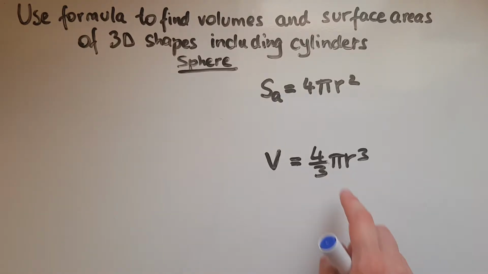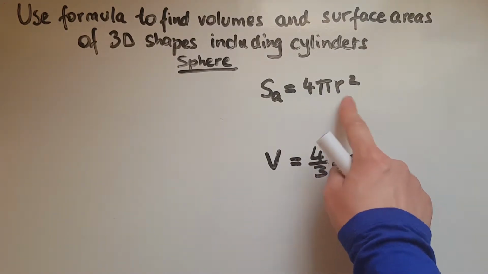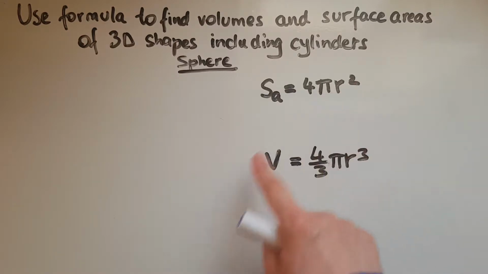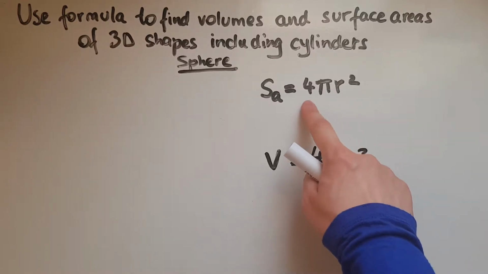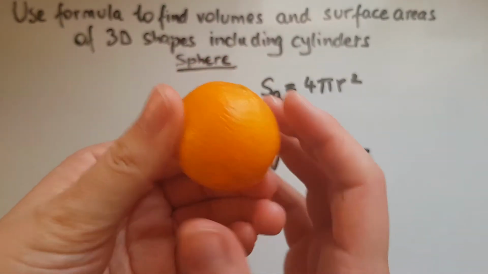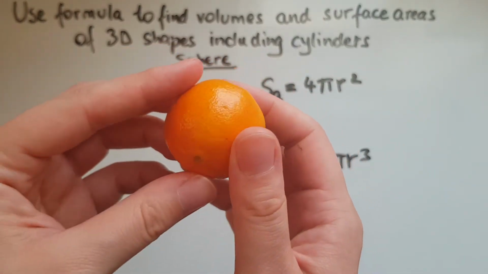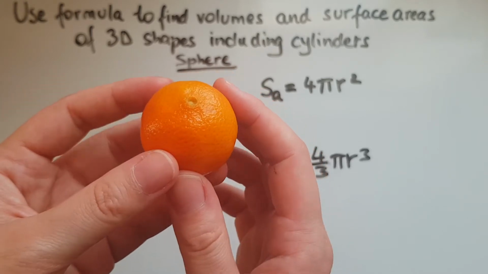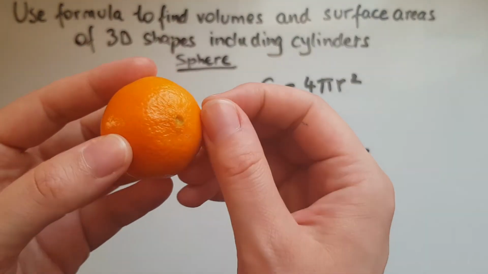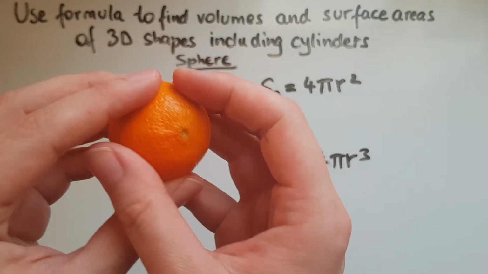So I'd like you to have a look at this and see where have you seen part of this. And pi r squared, as we know, is the area of the circle. So it's 4 lots of the area of the circle, the surface area. So what I've brought here is a tangerine to illustrate. It's not a perfect sphere, but it's something close and it's good for illustrating. When we look at surface area, it's about the skin of this. That's what we are after, or something that could wrap this.